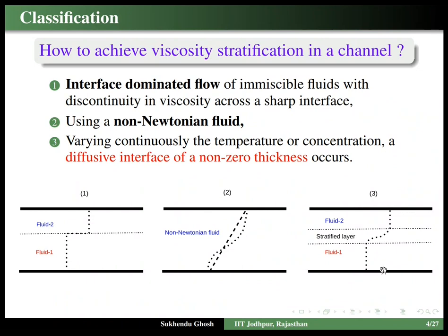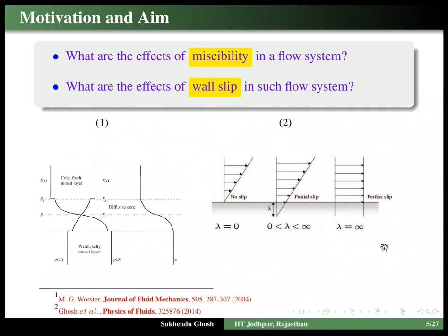Okay, and our interest is to study the class 3 problem, because there are already a lot of studies on class 1 and class 2 problems, and now we are interested in exploring the different results corresponding to the class 3 problems. So again, we have solved a few problems related to class 3, depending on two different motivations. The first motivation is what are the effects of miscibility on the instability of such flow, and the next one is what are the effects of boundary slip or wall slip on the instability of such flow systems. And why are we considering that?